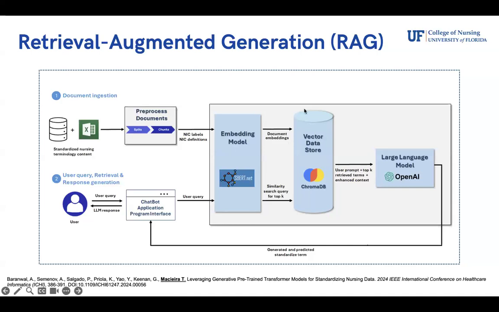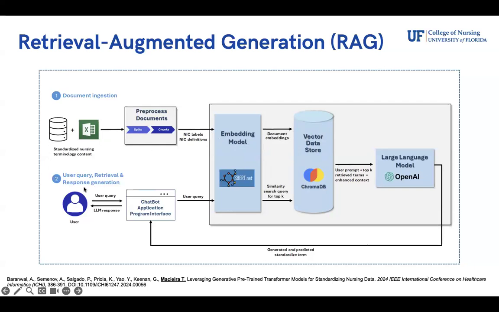So this is what this process does here. It transforms a combination of a NIC label with this definition into a number, or into a vector. And then within the database, that information about the terminology is stored as numbers, as vectors. So this is what is happening on the pipeline above.